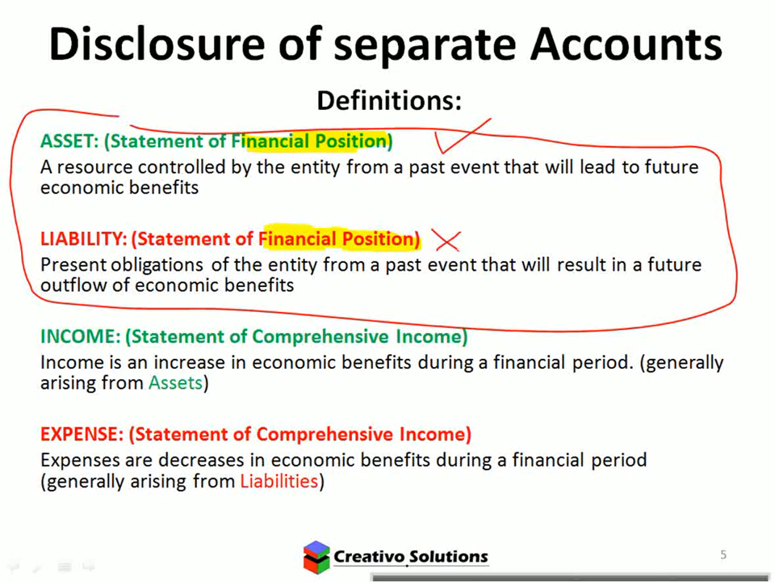But businesses will have both. Businesses will have assets, businesses will have liabilities. Depending on how the business is doing, the business will either have more assets or more liabilities. It all depends. Then you've got income and expenses. Income is looking at comprehensive income.